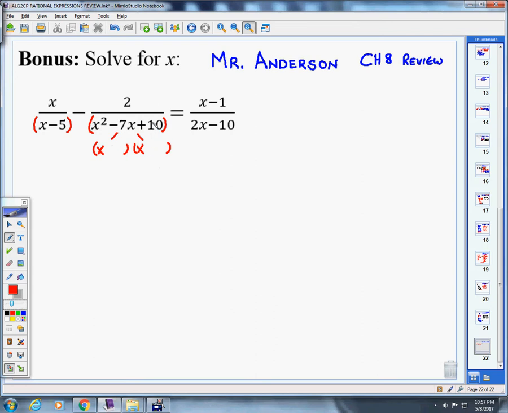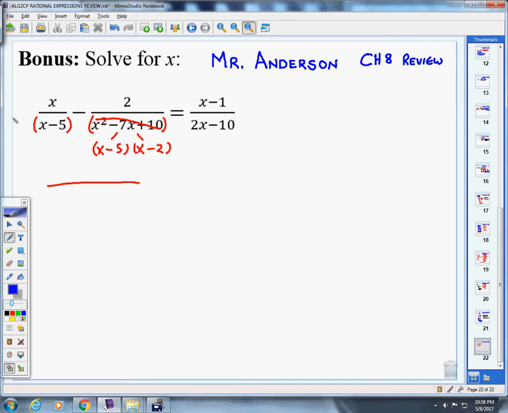The second terms have to multiply up to be a positive 10 and add up to be a negative 7. So that would be a negative 5 and a negative 2. Negative 5 and negative 2 multiply up to be a positive 10 and add up to be a negative 7. All right, so I'm going to replace this with that. Okay, and then it looks like our common denominator then is going to be this x minus 5, x minus 2.